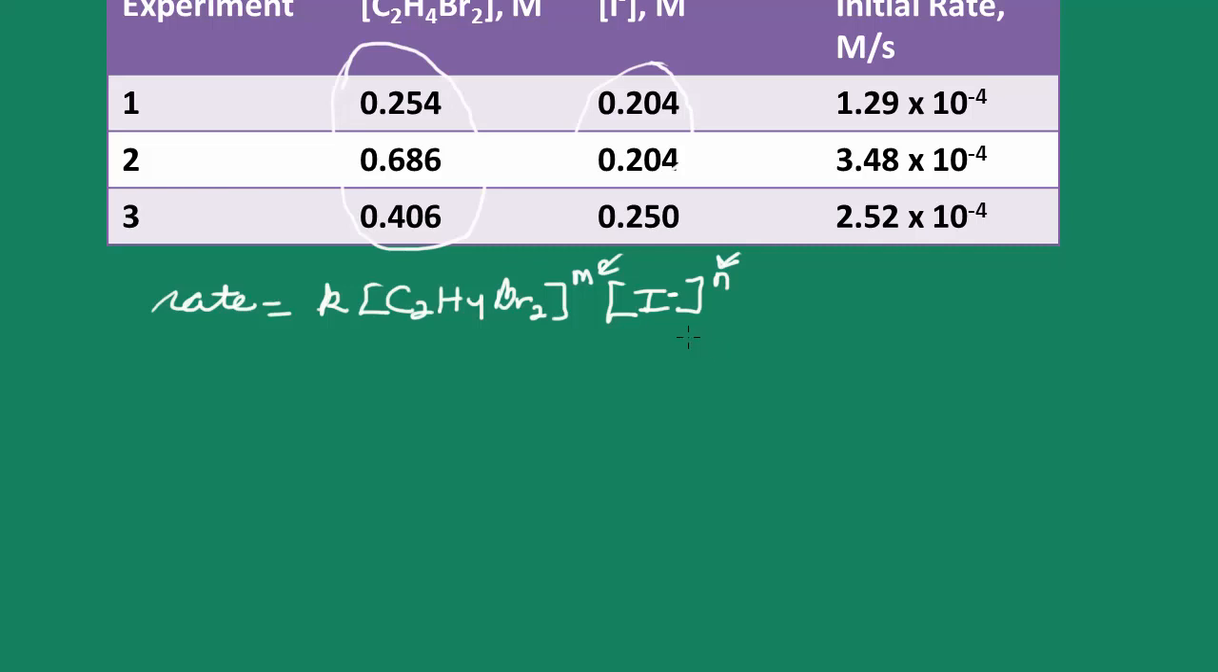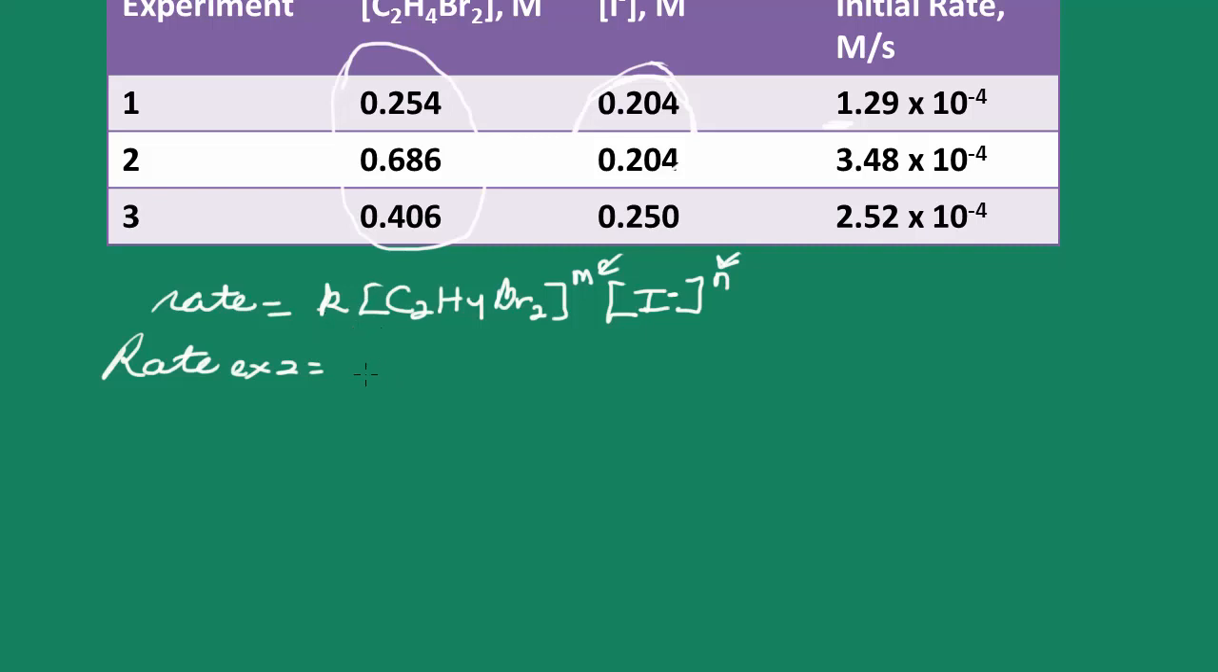I'm going to look at experiments 1 and 2, and the reason why is because the concentration of iodide is held constant. So let's go ahead and compare those. So the rate of experiment 2, and I'm going to put experiment 2 in the numerator because the initial rate is larger than the initial rate for experiment 1, and the math just turns out a little bit easier.